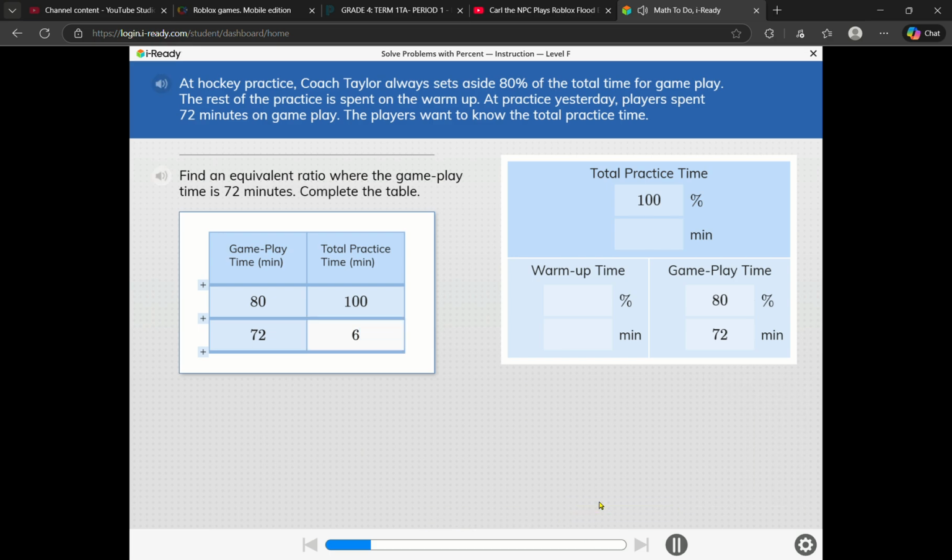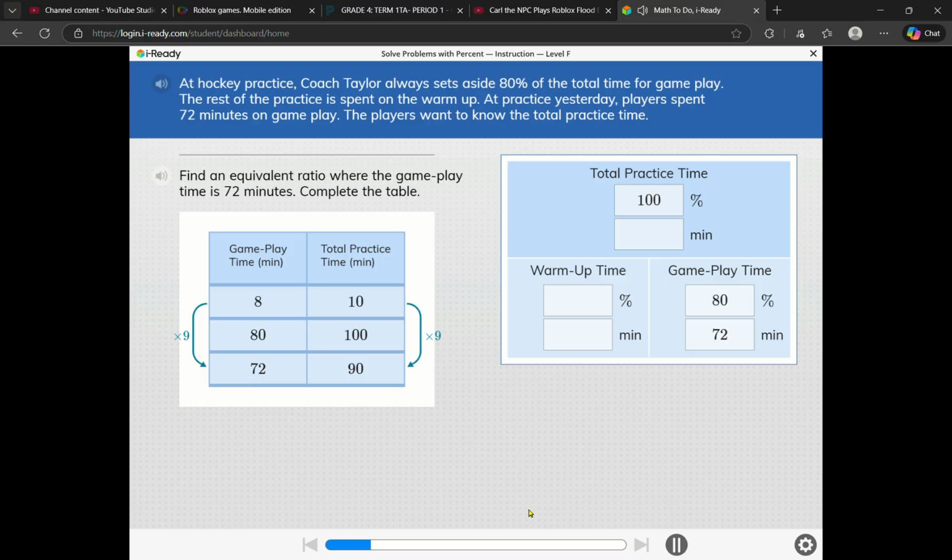80 out of 100 is equivalent to 8 out of 10. 8 times 9 is 72, and 10 times 9 is 90. 80 out of 100 is equivalent to 72 out of 90. When the gameplay time is 72 minutes, the total practice time is 90 minutes. 80% of 90 is 72.